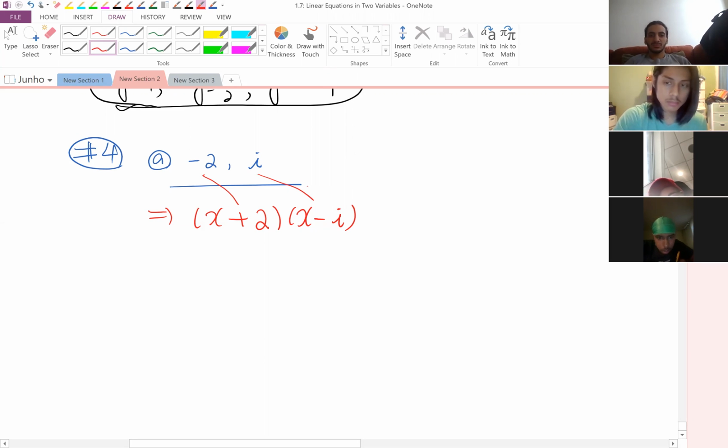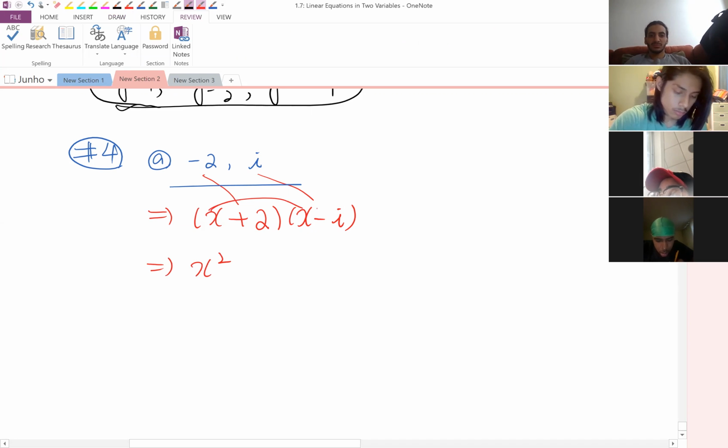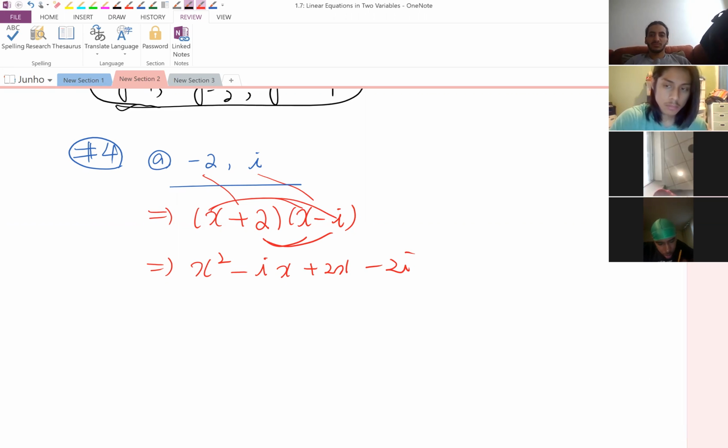Okay, then now please expand this binomial product. Let's do it together. x times x becomes x squared, minus ix, plus 2x, minus 2i here, right? So we have a trouble. The polynomial cannot have an imaginary term. Even though we can have an imaginary answer, when you expand everything, there shouldn't be an i. So we need to get rid of i.